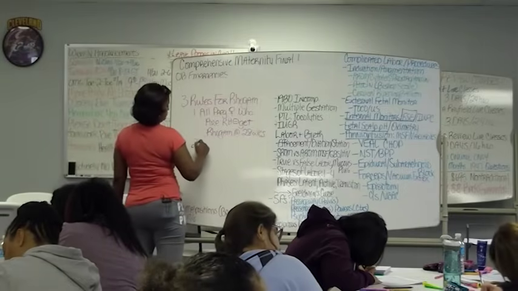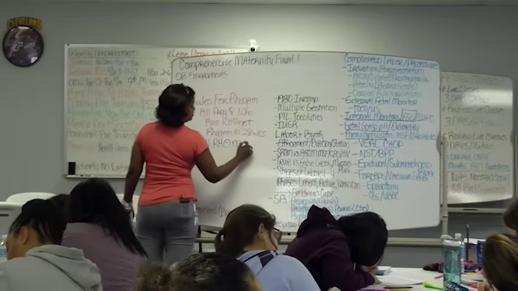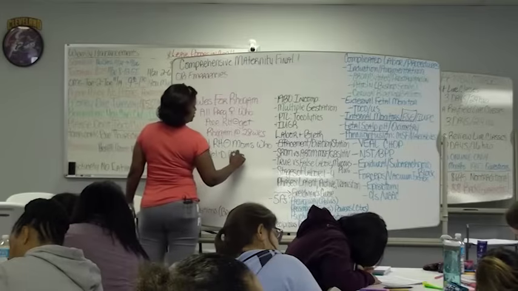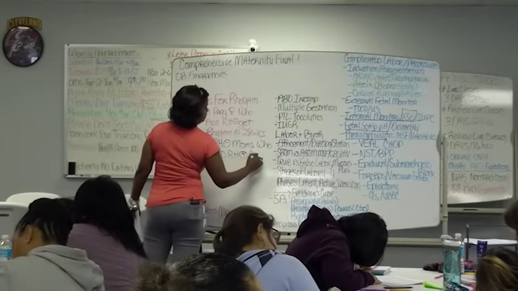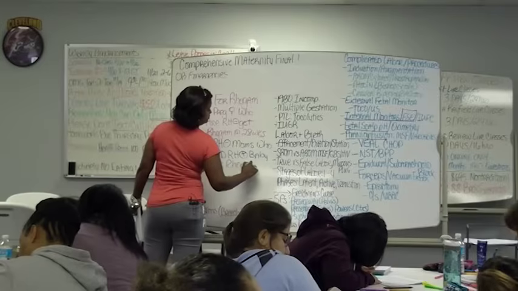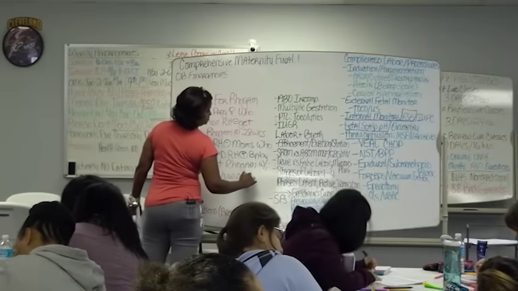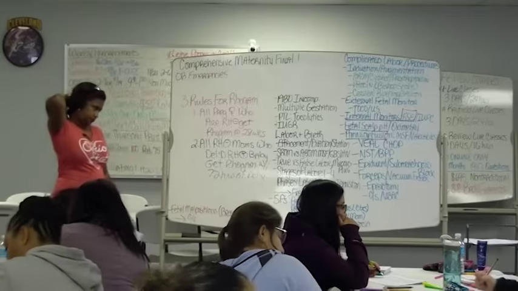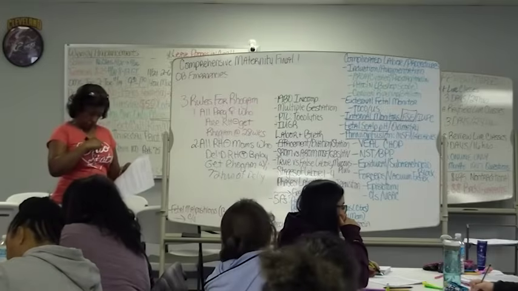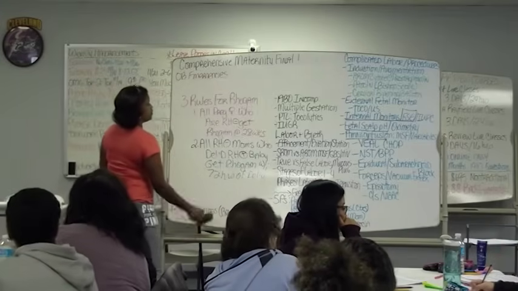Rule number 2, all Rh negative moms who delivered an Rh positive baby get Rhogam within 72 hours of delivery. So that's number 2.